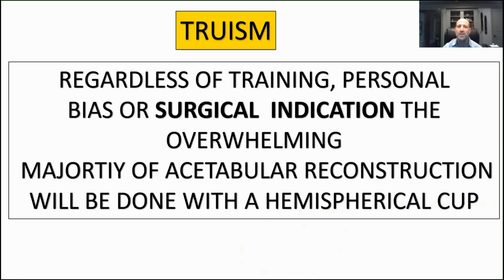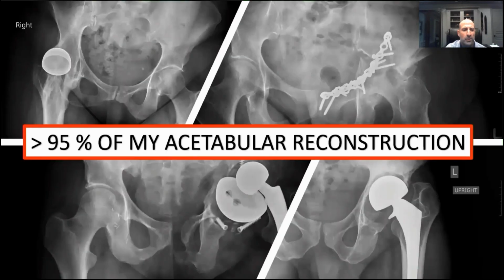The first thing I want to do is just take a moment to state what's probably the obvious to most of us, and that is that regardless of how you approach your acetabular reconstructions, depending on your training or preference, the overwhelming majority of acetabular reconstruction is going to be done with a hemispherical cup. And that's certainly true in my practice, which is a fairly diverse practice. I do a lot of trauma, post-traumatic reconstruction, as well as what you'd consider standard revision in the arthroplasty world.